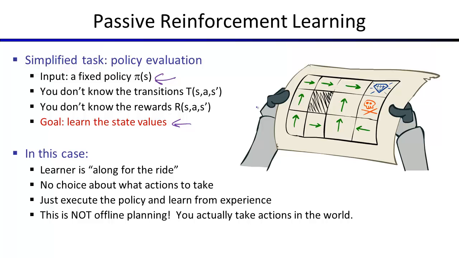So in this case, the learner is along for the ride. You have no choice of what actions to take. You execute and learn. It is not offline planning. You're actually doing things in the world and writing down what happens.